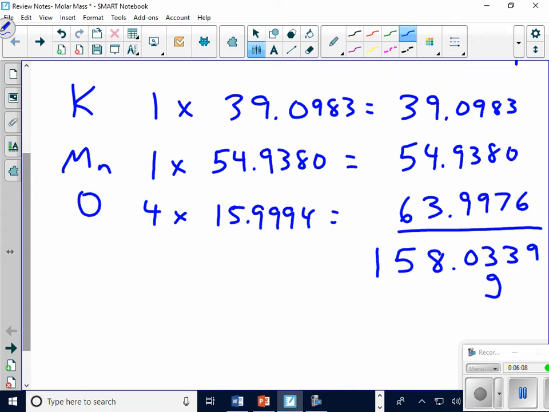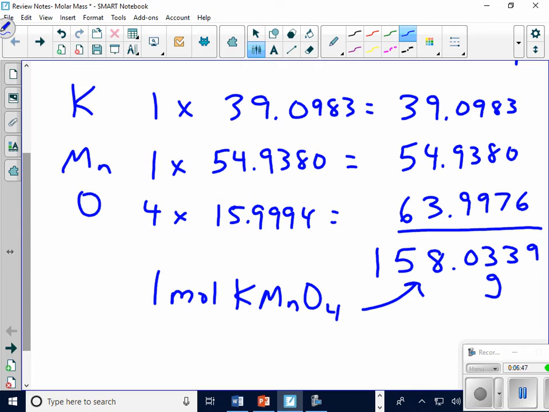So, what does this tell me? That is the molar mass. Okay? And Mason, we said the molar mass was what? The mass of 1 mole of a pure substance. So, 1 mole of KMnO4 is equal to 158.0339 grams. Are we okay with that?